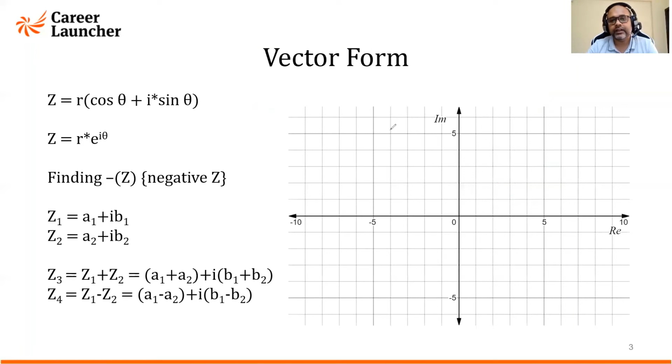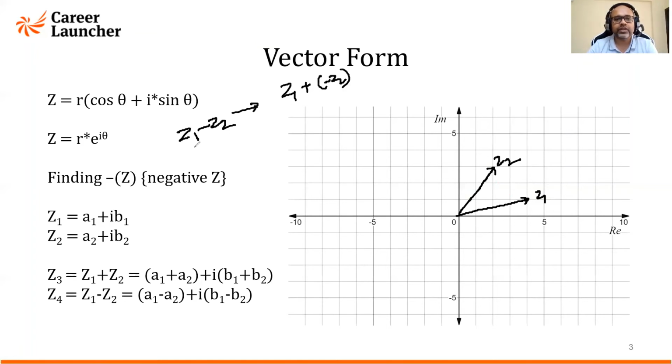For subtraction, a similar logic will apply. If I take this point as z1, and this point as z2, and I want to get z1 minus z2, I can convert this as z1 plus minus z2. So I'm changing my subtraction into addition. So I will first have to find out what is negative z2. Negative z2 is easy for me to find. So negative z2 will be here, mirror image. This is my minus z2. Now I have to add minus z2 and z1.